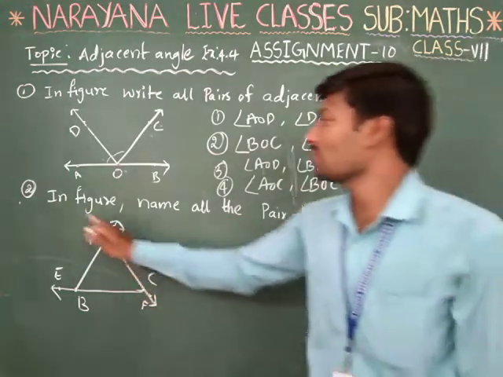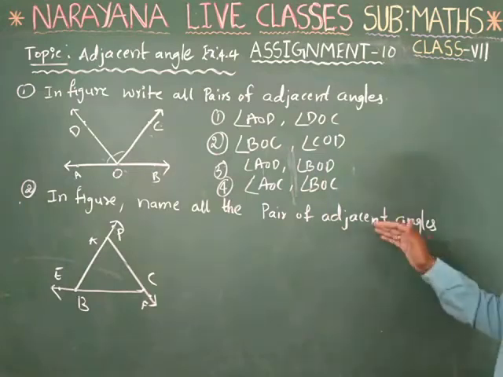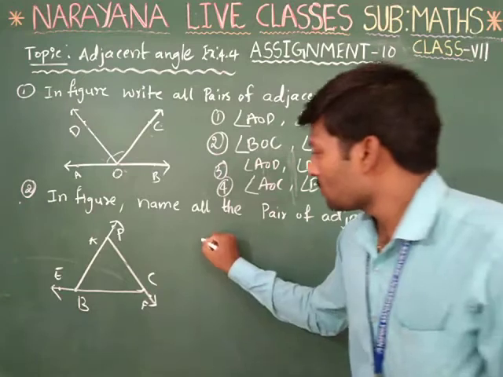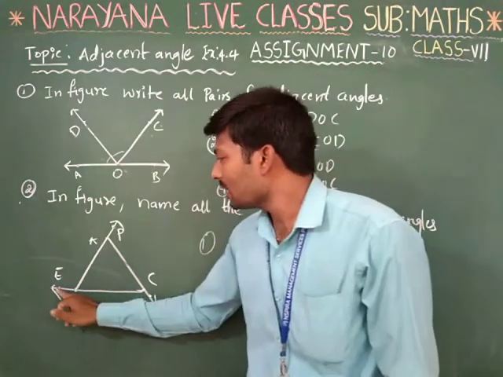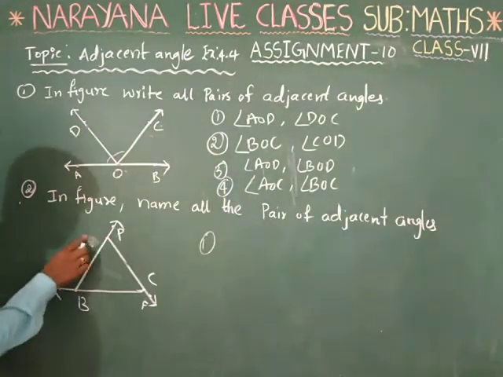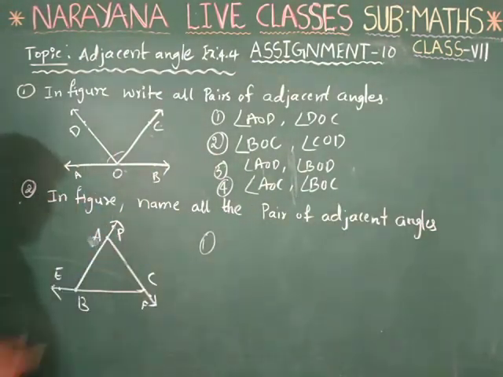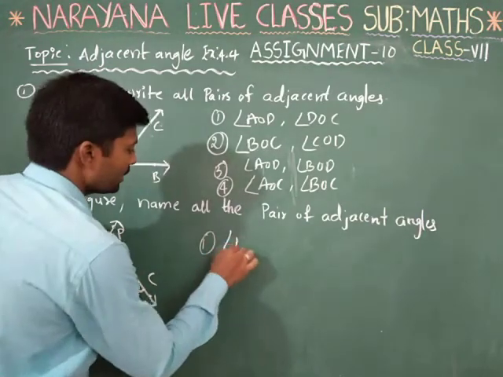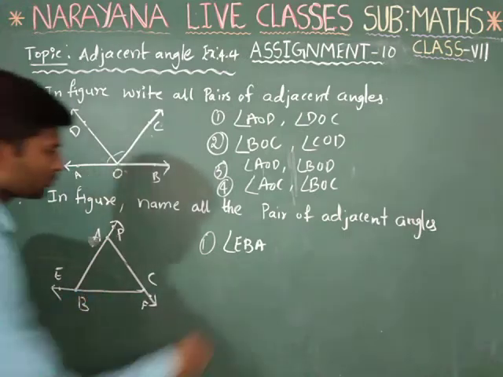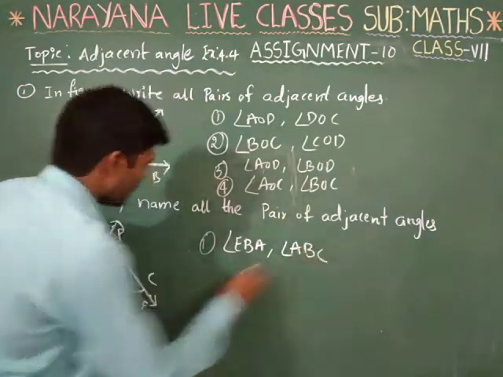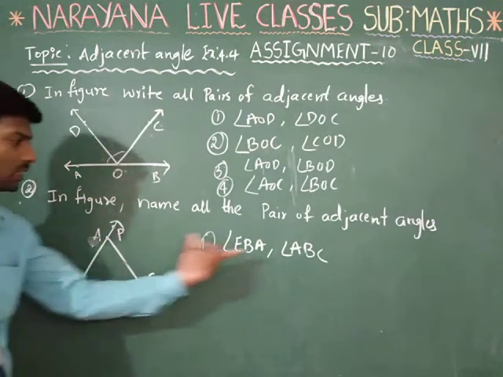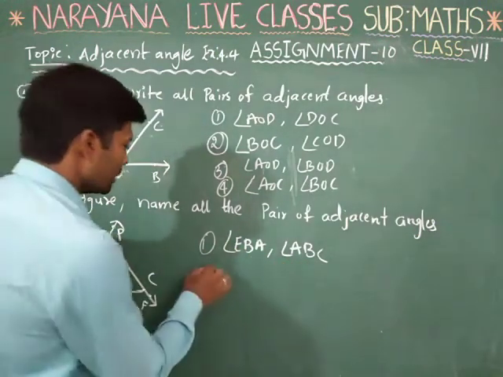Let's take the second one. In the figure, name all the pairs of adjacent angles based on this figure. From the first one, I can say angle EBA, where this vertex is A. So let's take angle EBA as well as angle ABC. These two angles have the common arm and a common vertex, so these two are a pair of adjacent angles.